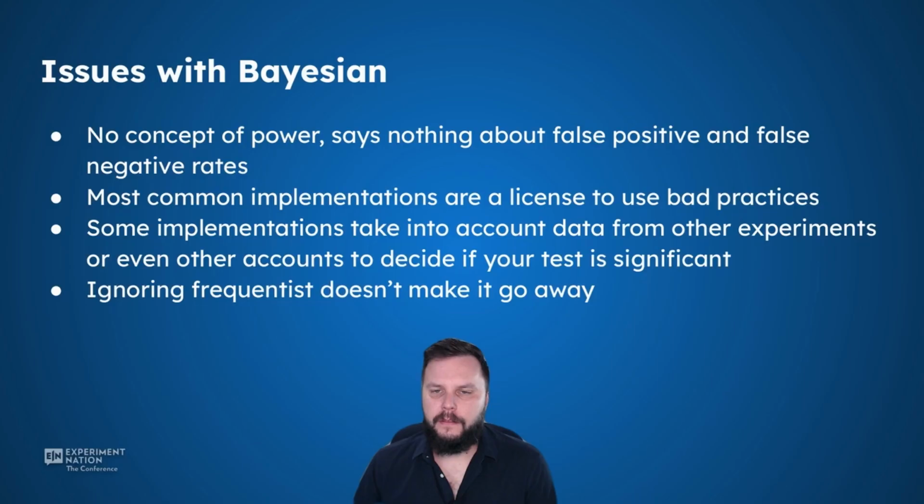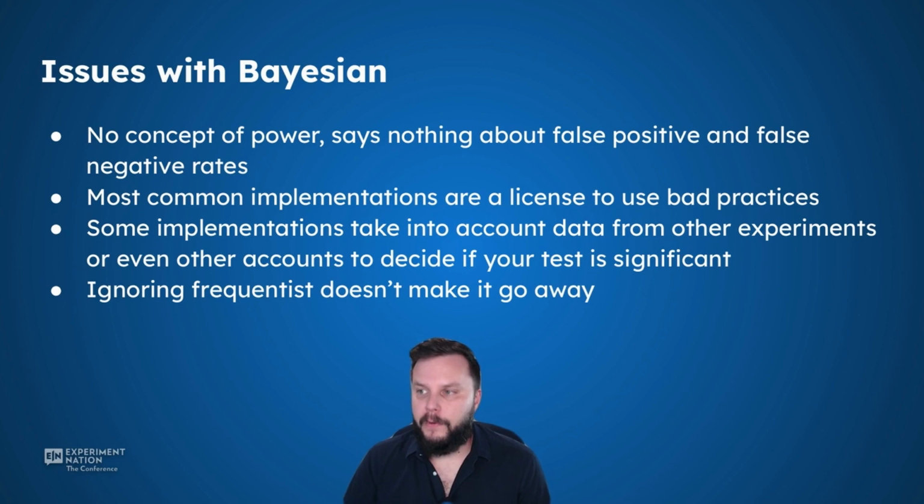So that's an example of the first issue with Bayesian here, where there's no concept of power and it doesn't really say anything about false positives versus false negatives. It gives you a percentage of what is the chance that this variant will beat the control. Another thing that's important to know about Bayesian is that it's built for situations where you have prior knowledge that you can incorporate into the stats calculations.